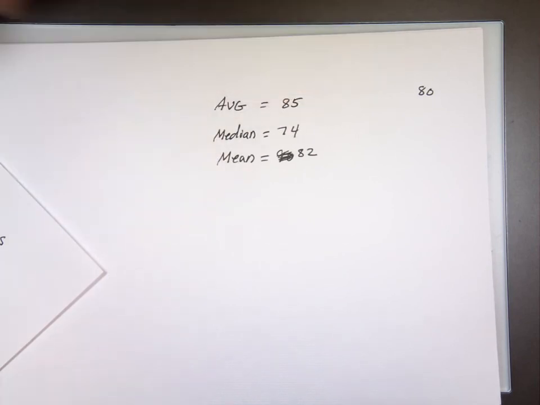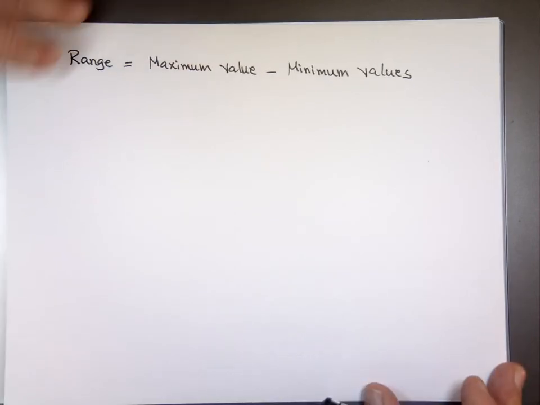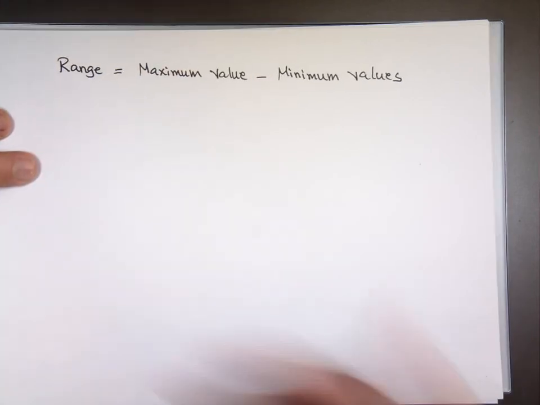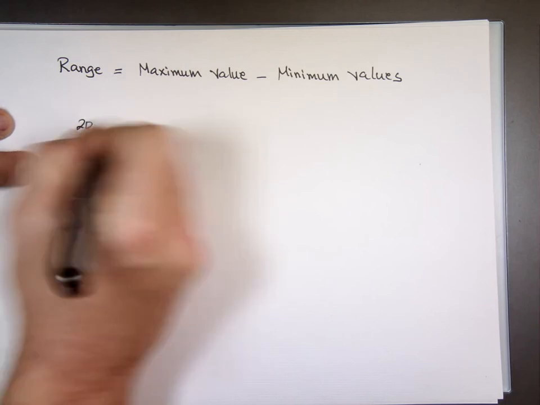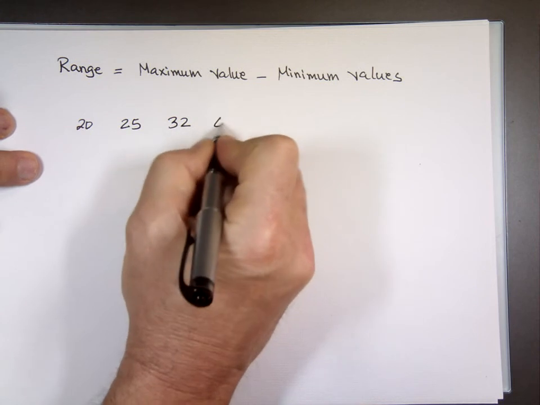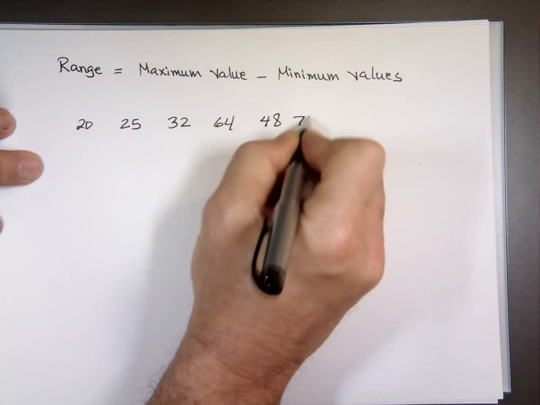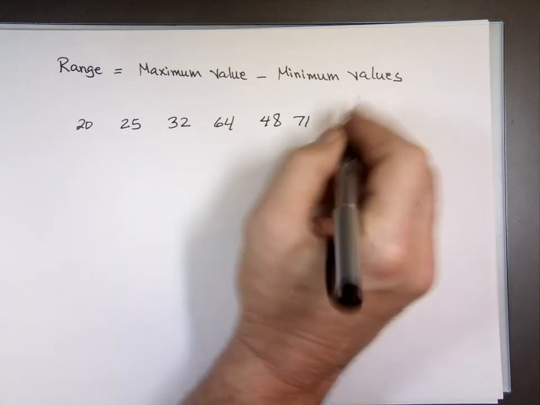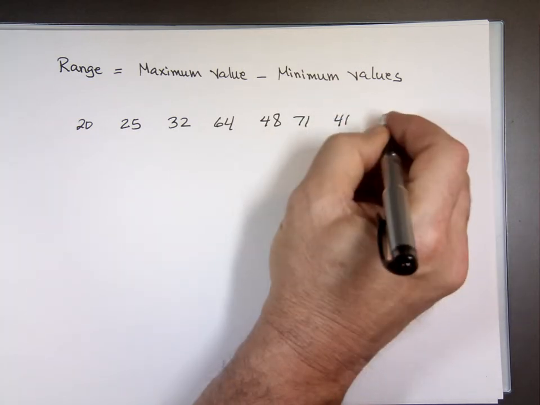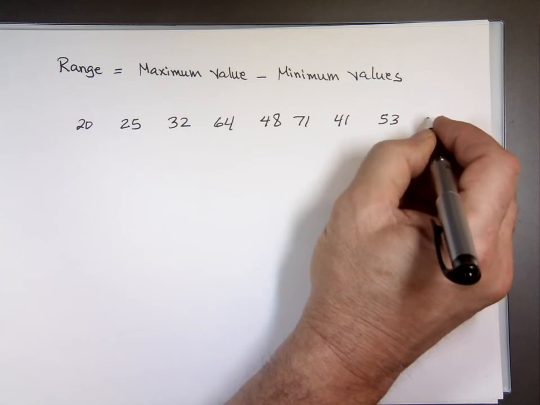The range is the difference between the highest value and the lowest value. So we'll use your exam. You had a physics 1 test result, you got your test back, here we go. 20, 25, 32, 64, 48, 71, somebody got 71, woo-hoo. 41, 53, 96. You got one in the class. And 96. 96, okay.